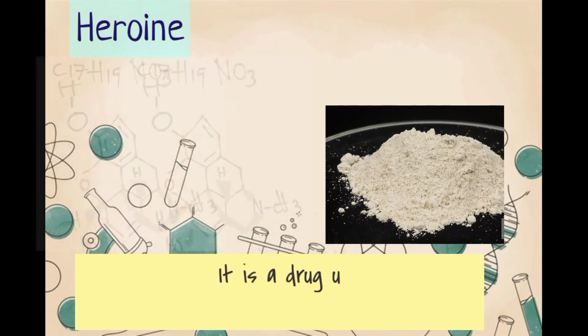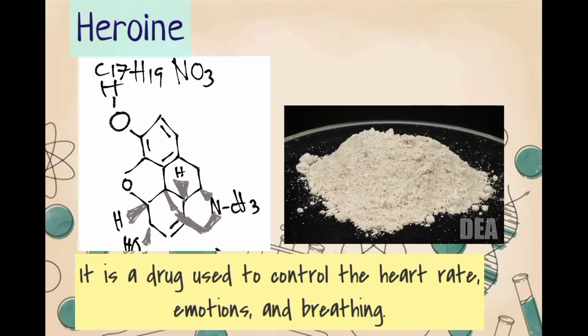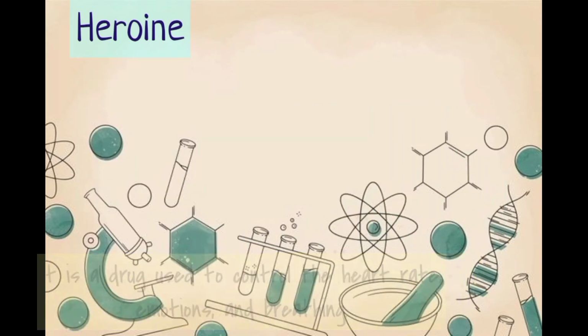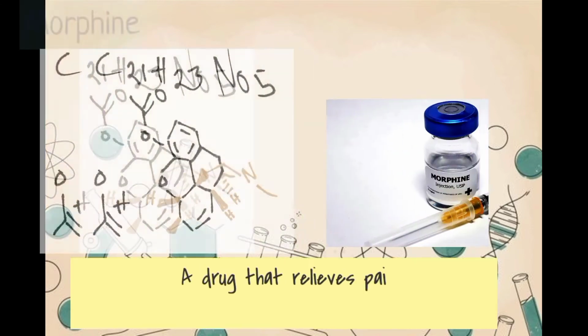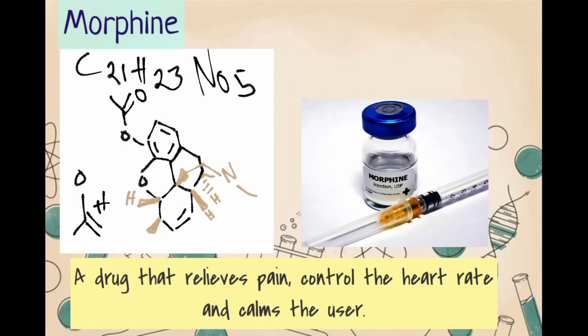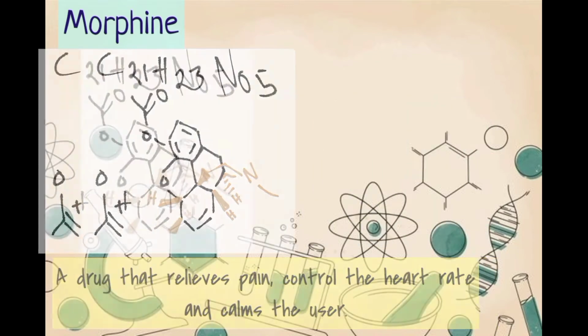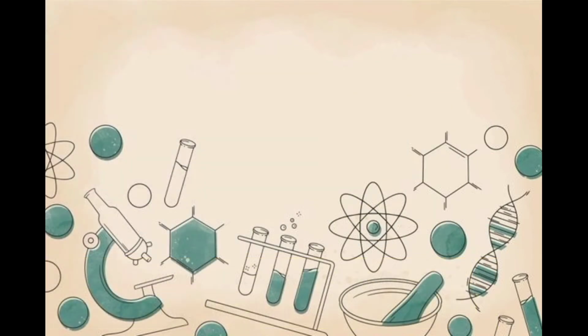Next drug we're going to talk about is the drug heroin. It is a drug used to control the heart rate, emotions, and breathing. It is commonly seen in hospitals and even in soldier battles. Next drug we have morphine. Morphine is a drug that relieves pain, controls the heart rate, and calms the user. It is very similar to heroin since they both have very similar parent cells.